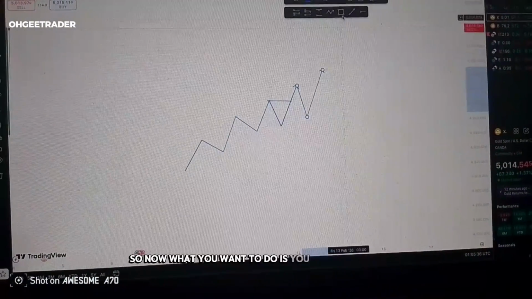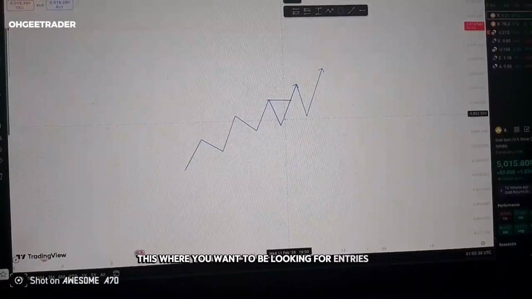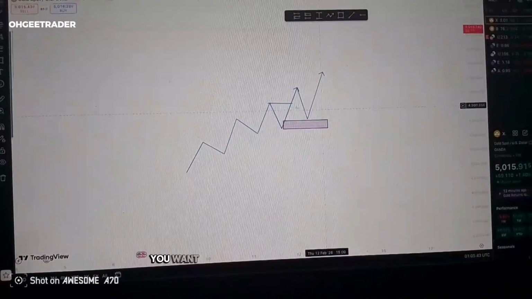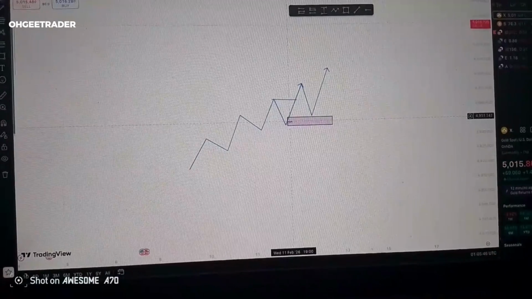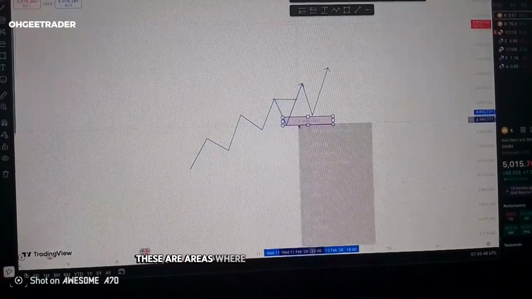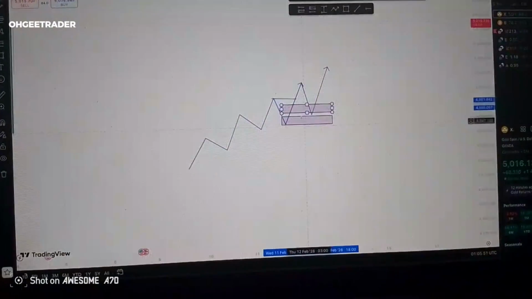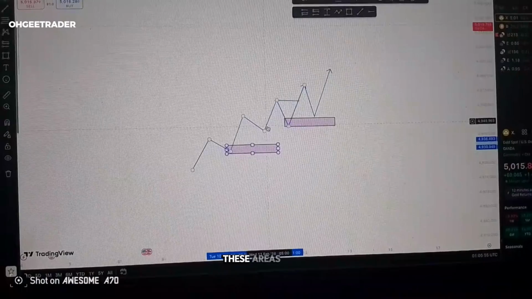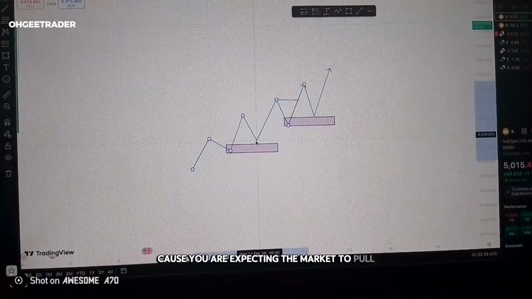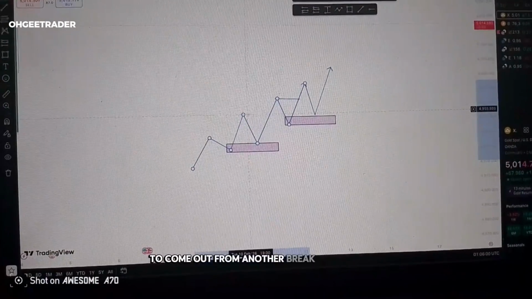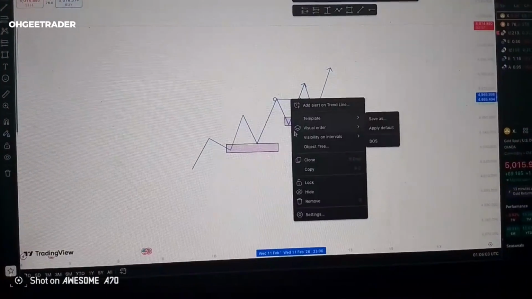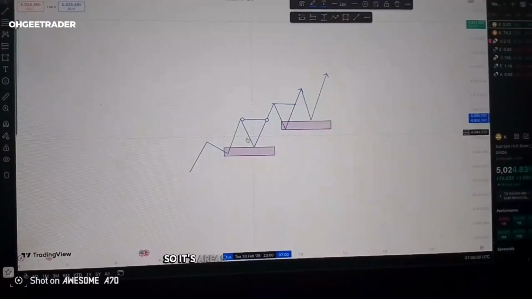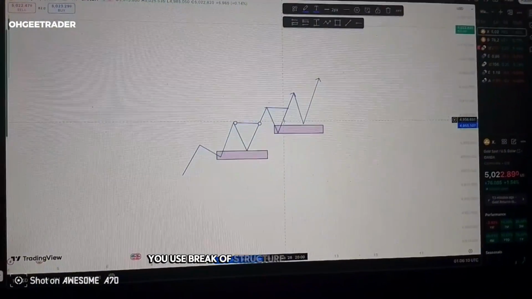So now what you want to do is be looking for entries, guys. You want to be looking for entries down here in this area, in the previous low. These are areas where you want to be taking trades, because you are expecting the market to pull back and come out from another break of structure. So it's areas like this. That's how you use break of structure to your advantage.